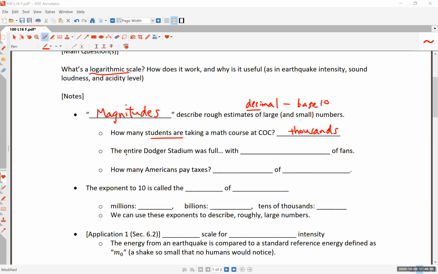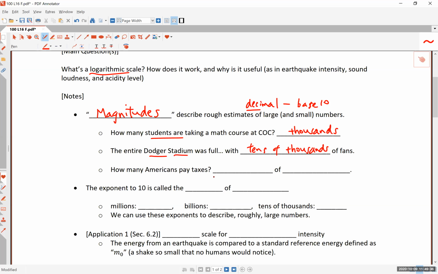How about the entire Dodger Stadium, right? If the entire stadium is full, how many fans are there? 3, 5,000? No, it's like 50,000, right? But if you don't know the exact numbers, you can say thousands, but it's more than that, right? You can say tens of thousands. All right, so that's a phrase describing the magnitude of the number of people at a stadium like that.